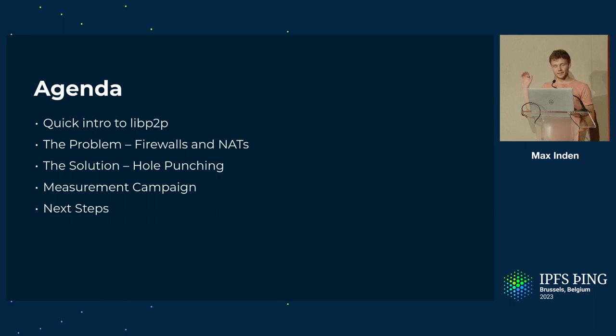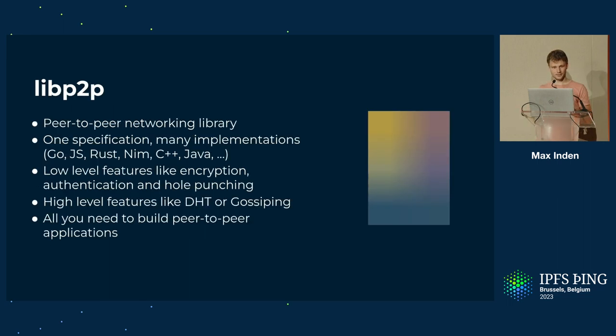Okay, let's look quickly at the agenda. I would like to give a very brief intro to libp2p, even though I would guess most people are already familiar here. Then talk a little bit about the problems that we're actually facing in libp2p, which is firewalls and NATs. We're facing many other problems as well, but we'll not focus on those here today. The holy solution, or the biggest hack of the internet, called hole punching, and then how we measured this, and what the takeaways are from this larger measurement campaign.